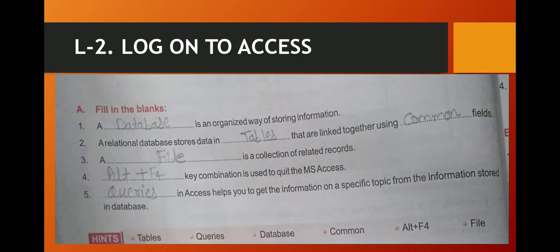Fifth, dash in Access helps you to get the information on a specific topic from the information stored in a database. So the answer is queries. With the help of queries, you can get information on any kind of topic related to the database.